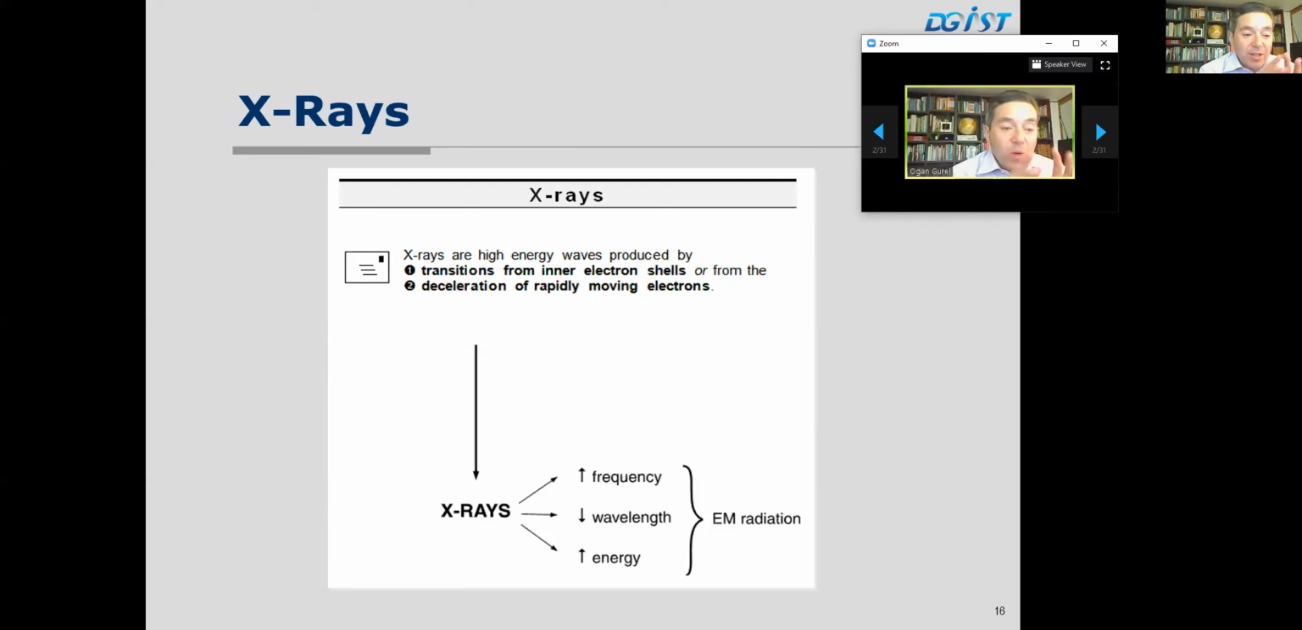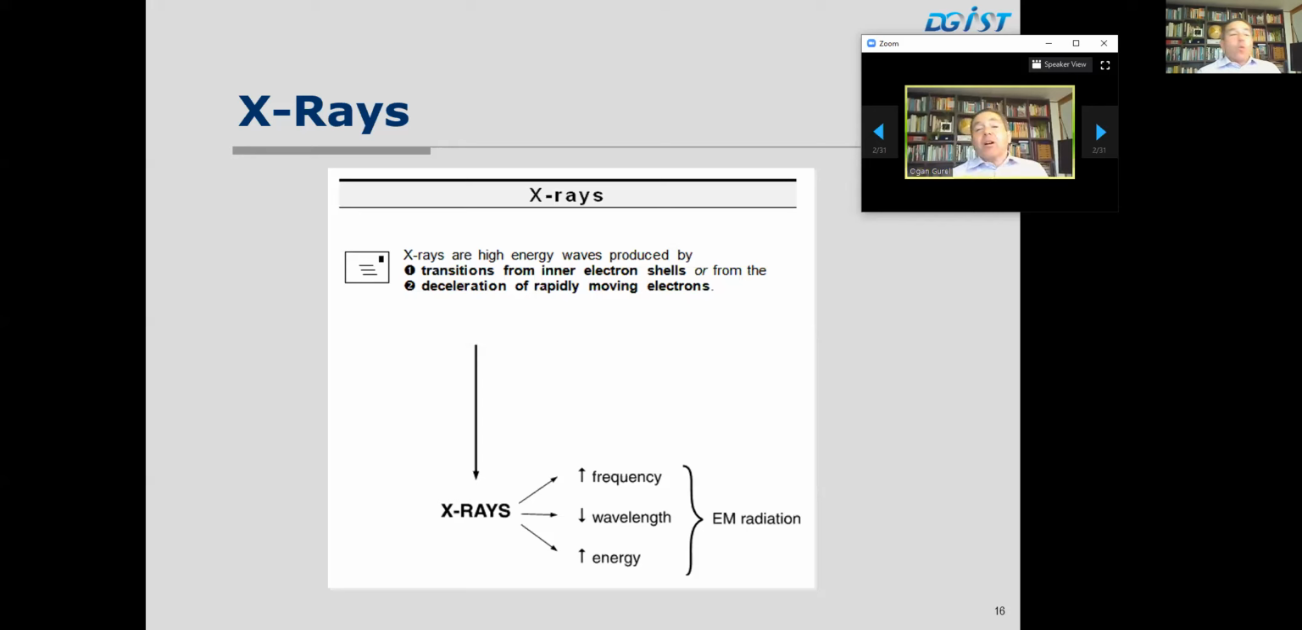There are other ways of generating X-rays from the deceleration of rapidly moving electrons, but for the purposes of bioelectromagnetics, this first point is the most crucial. And again, high frequency, short wavelength, high energy.